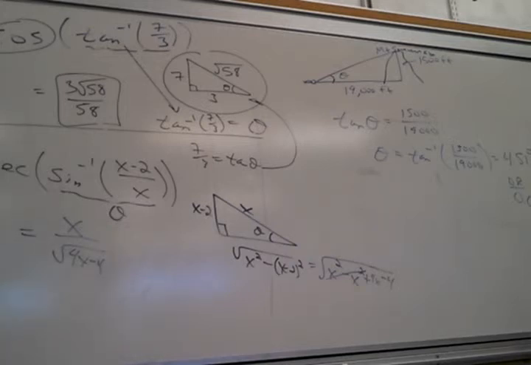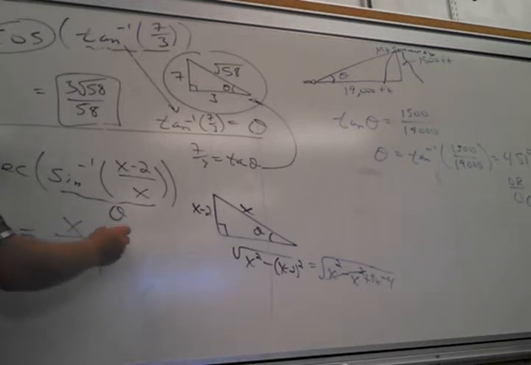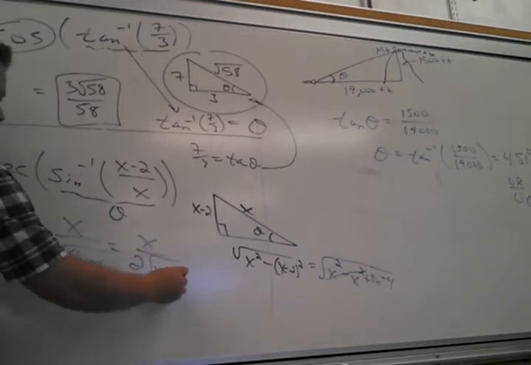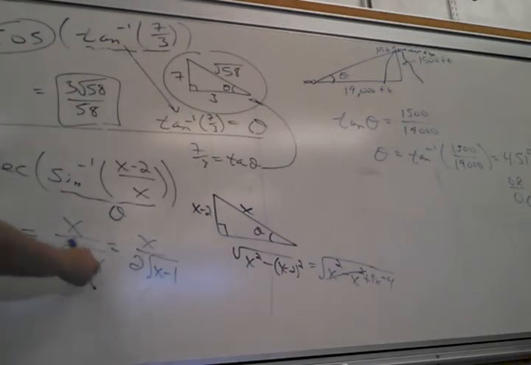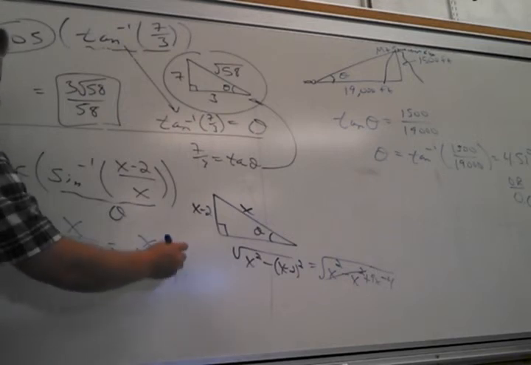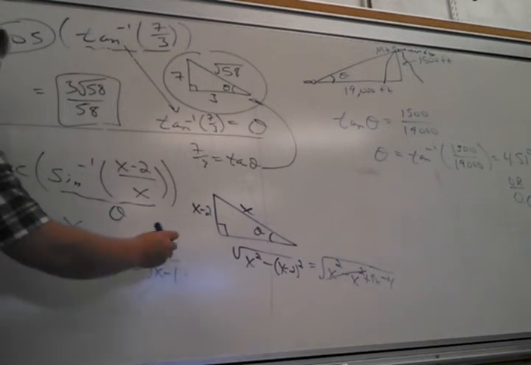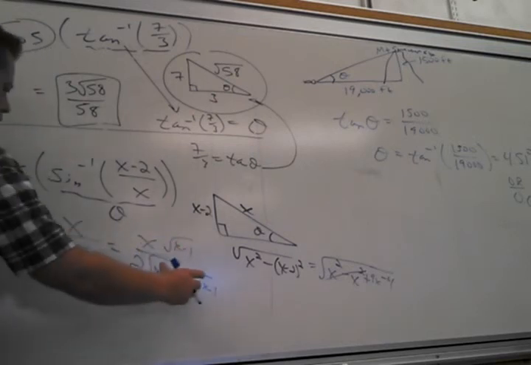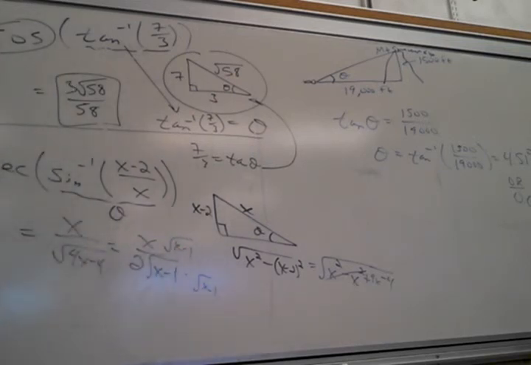I'm trying to think of a number. This might not be irrational. Maybe 4x minus 4 is a square. No. So if you wanted to rationalize this, can everybody see where that comes from? The square root of 4 is 2, so you just take a 2 out. Then you multiply top and bottom by the square root of x minus 1. So you get x times the square root of x minus 1 over 2 times x minus 1, right? The rationalization there works the same way.